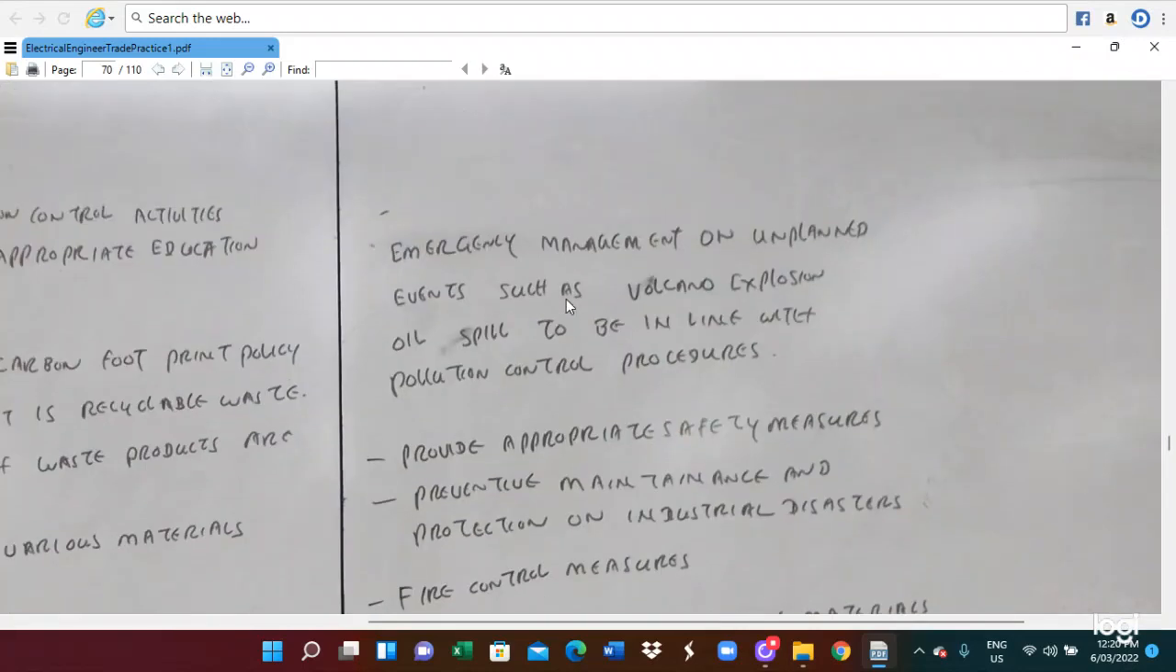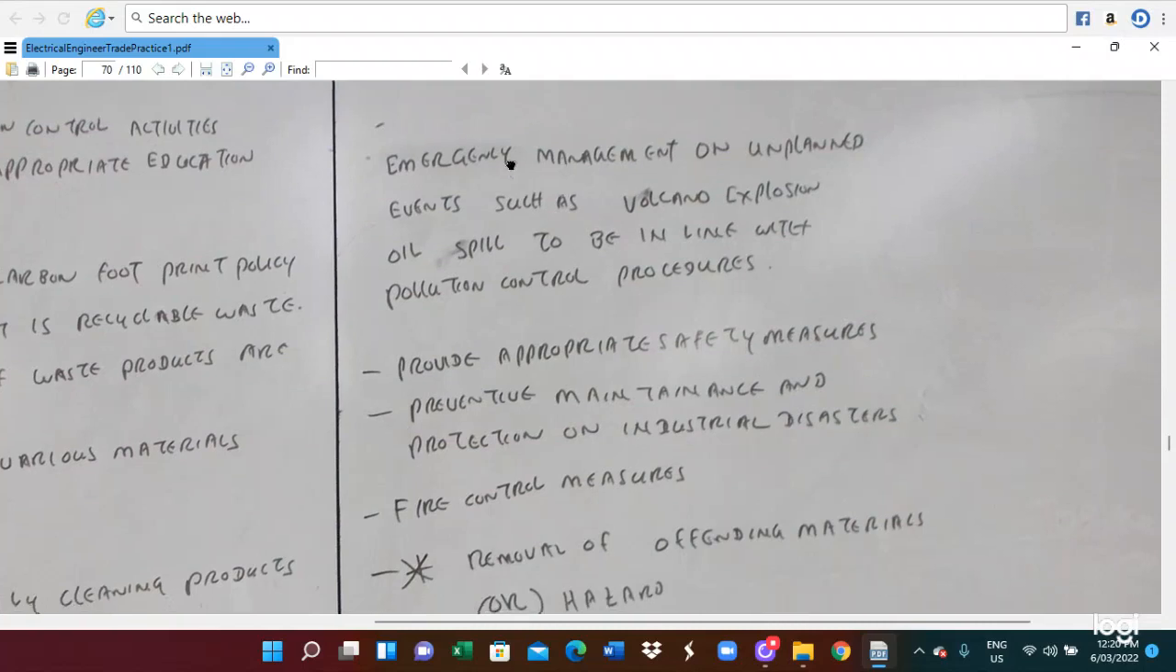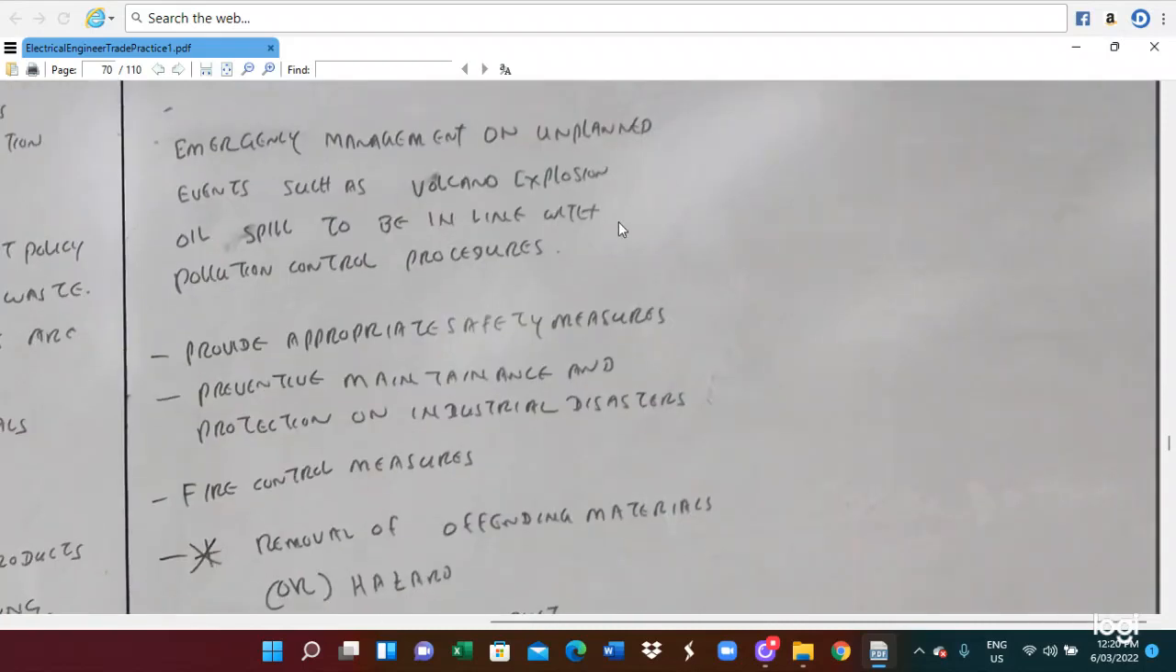We also need to follow the appropriate emergency management of unplanned events, especially when natural disasters happen, such as volcano explosions and ice spray.